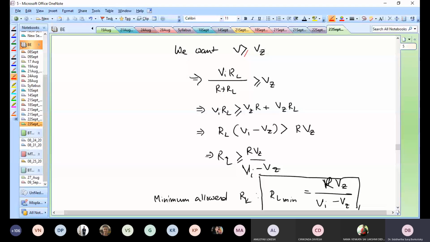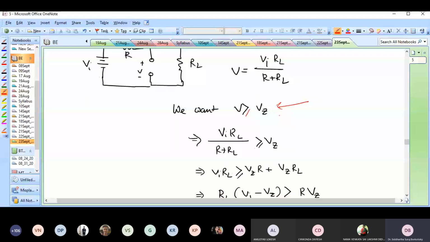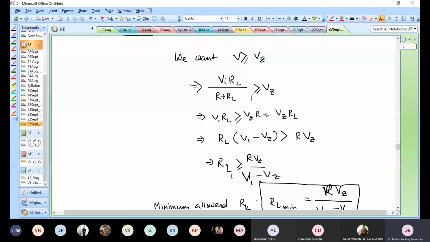If I can satisfy this equation, then the Zener diode will always be on. So I will always get that particular Zener voltage, and this all came from this initial reasoning that I want a voltage greater than the Zener potential across the Zener diode. This is the way I analyze this. So I found out that RL can have any value as long as it's greater than this particular expression, R VZ by VI minus VZ.